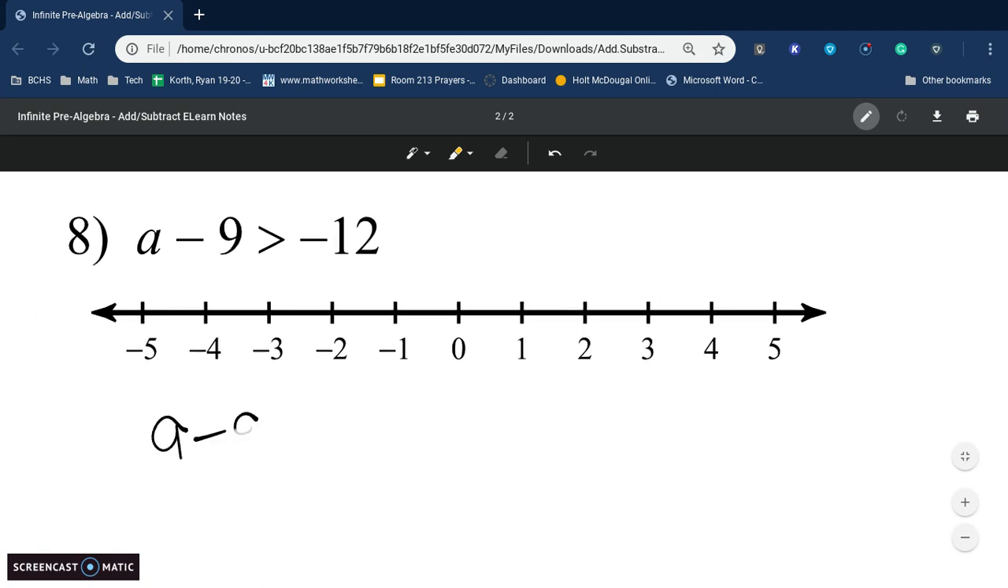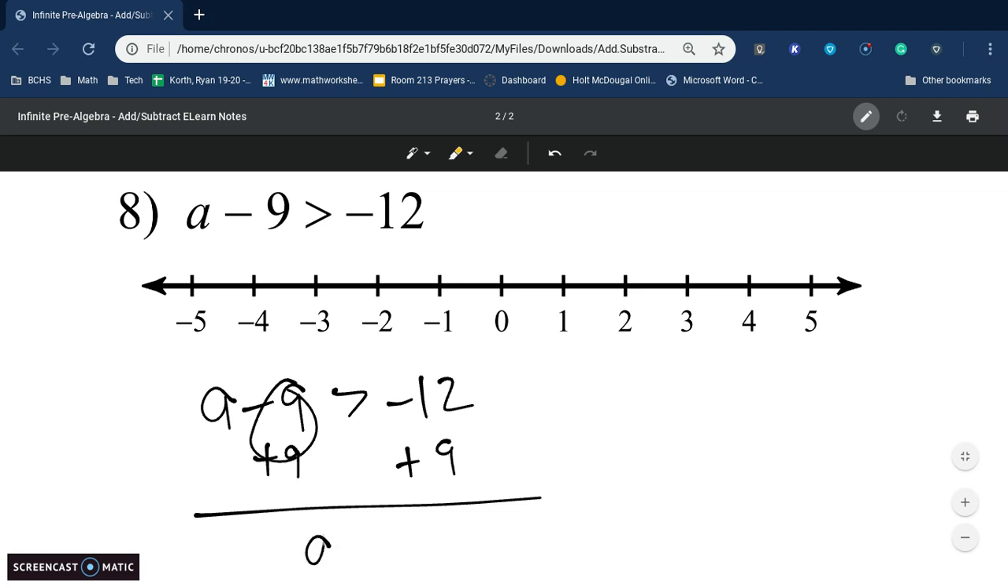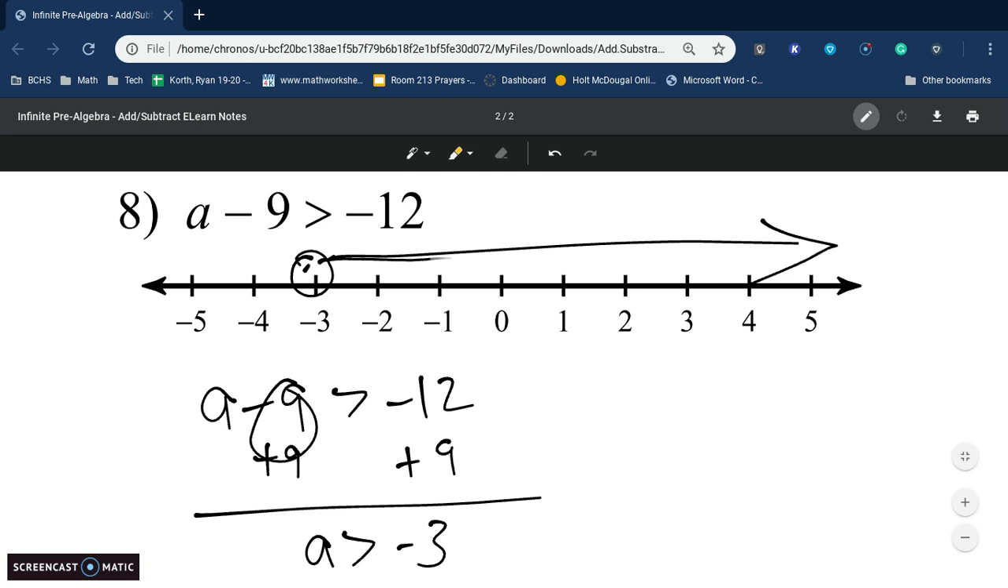A minus 9 greater than negative 12. We're going to add 9 on both sides. Adding 9 because we're trying to get rid of minus 9. Minus 9 is what's next to the variable. So that's what we want to get rid of. A is greater than negative 12 plus 9 is negative 3. There's no line underneath, so I'm going to go with an open circle. It's pointing to the right, so my graph goes to the right. Going to draw a line, going to have an arrow, open circle. Got to have an answer.